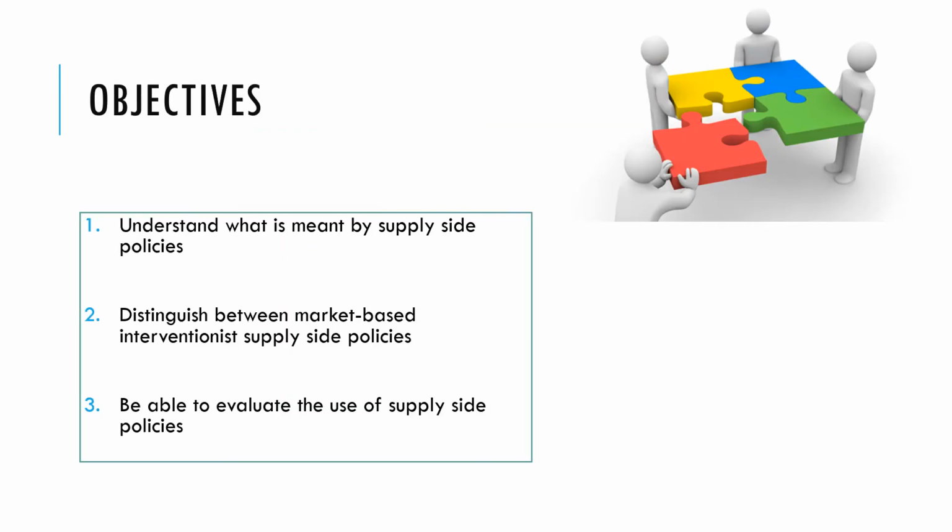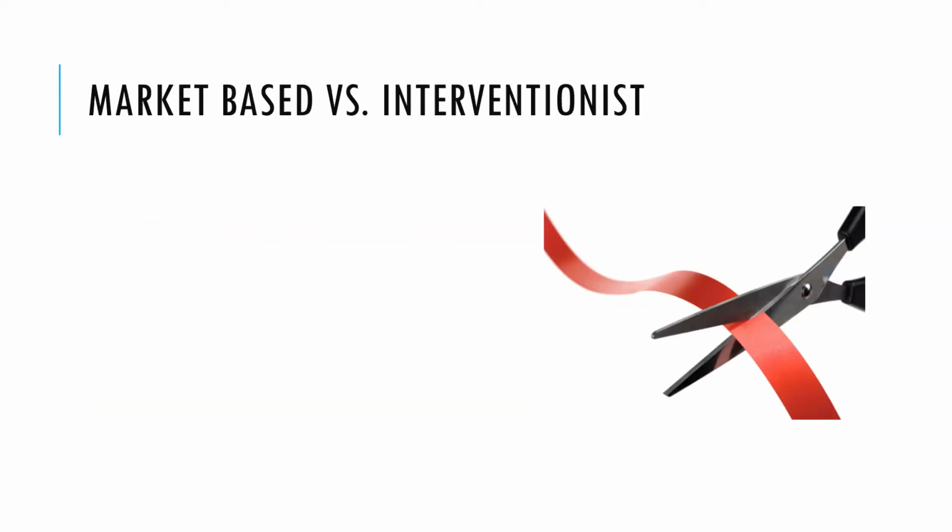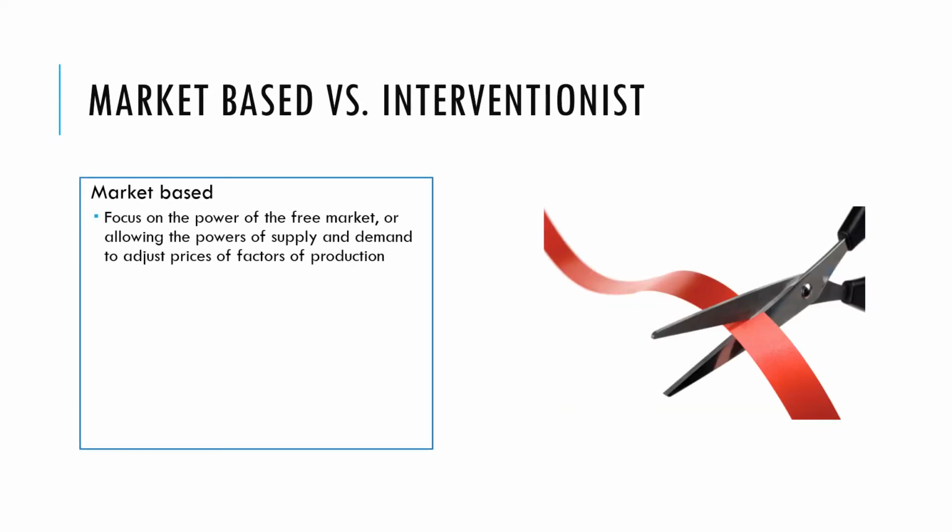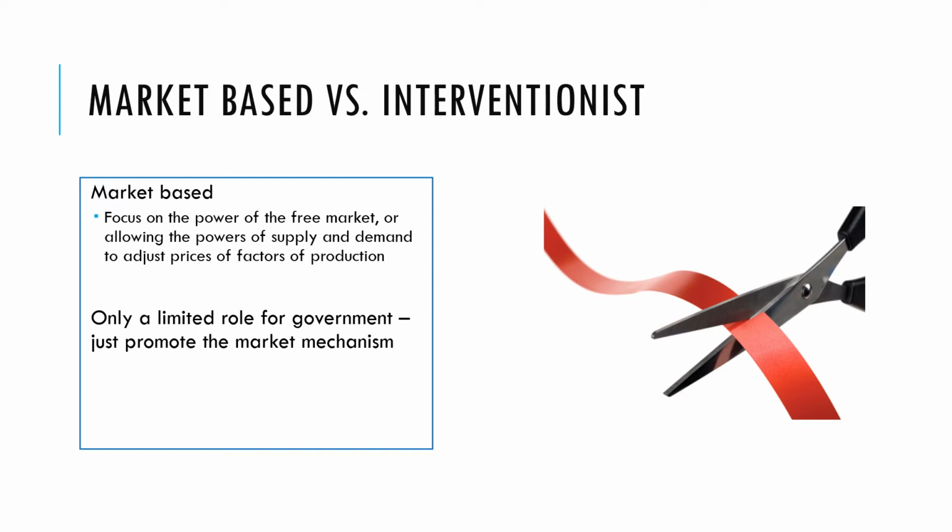So we looked at what is meant by supply side policies. We're going to now distinguish between the market-based ones and the interventionist ones. Market-based supply side policies focus on the power of the free market. They allow the powers of supply and demand to adjust the prices of factors of production. So these policies are where the government try and promote the market mechanism. They don't actively try and do stuff themselves. They try and create a better environment for the market to encourage production to increase.